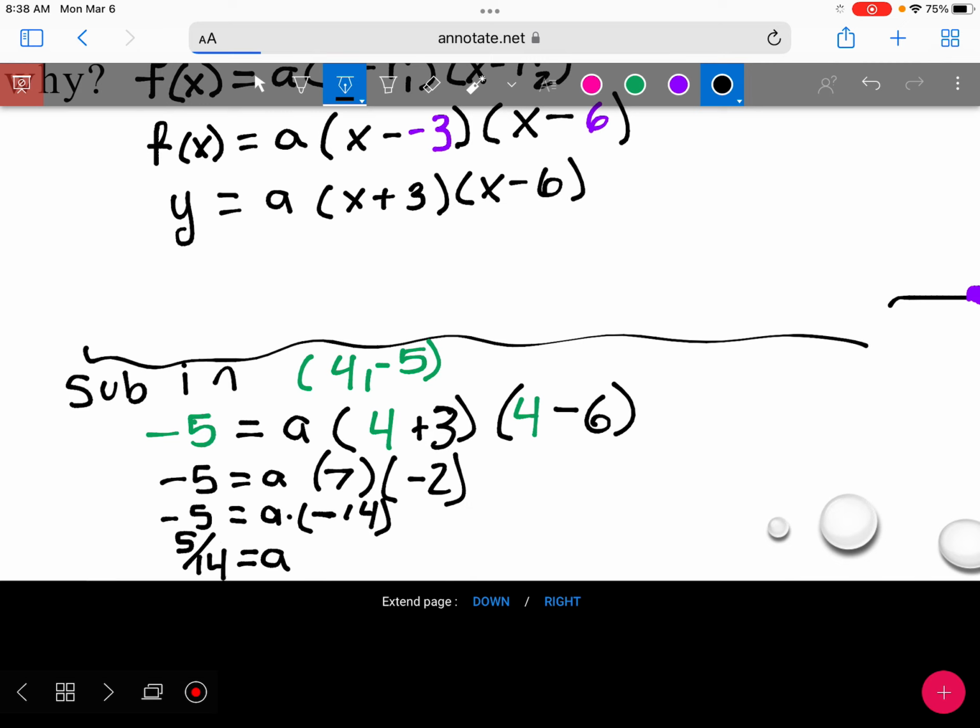Gross. But real world, when we do parabolas and things, we very rarely get nice, pretty numbers. And all that tells me is I can come up here into my equation and say, all right, a is actually 5/14.